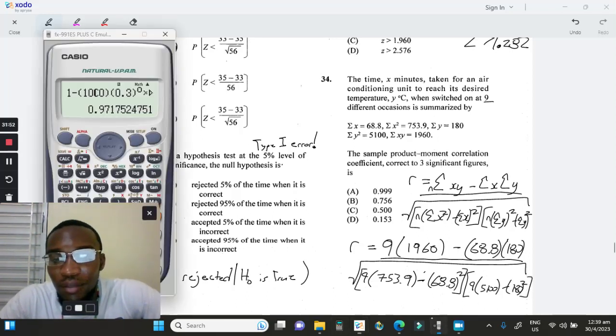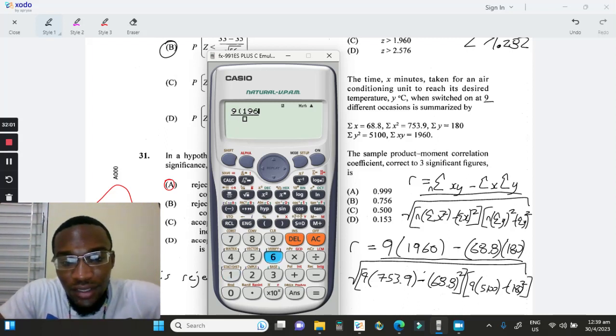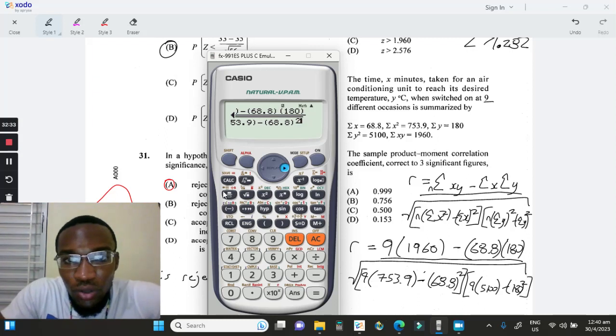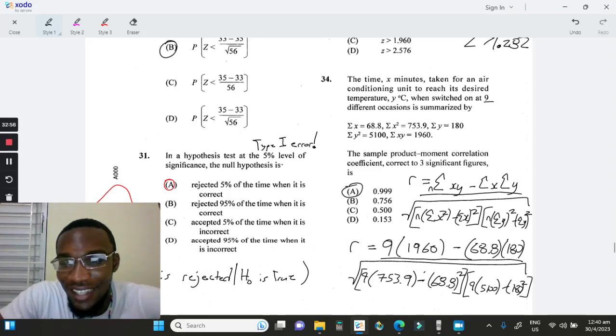Put all of this in the calculator one time. It's a multiple choice. You're not getting marks for working. Put it in the calculator one time. 9 in bracket, 1960, close the bracket, minus, open the bracket, 68.8, close the bracket, times 180, over square root, this is 9 in bracket, 753.9, close the bracket, and open another bracket here, minus, open another bracket, 68.8 here, close the bracket, open another bracket, 9 times 5100, close the bracket, minus 180 squared, close that bracket. I'll put it in the calculator. Ooh, 0.999. I am tired from doing that. That one was tiring.